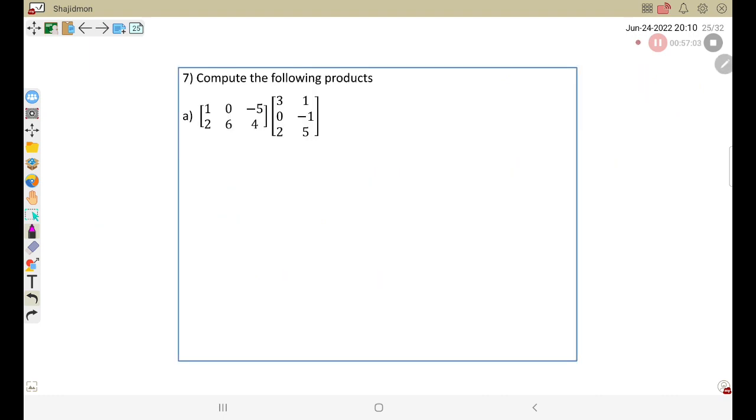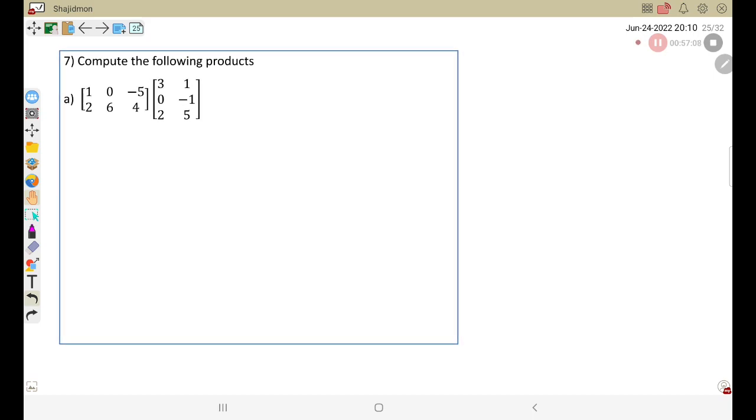Okay, now question number 7. Compute the following products. What is the meaning of product? Multiply. So compute the multiplication of these two matrices. Matrix 1, 0, minus 5, 3, 1, 0, minus 1, 2, 5. So we need to multiply these two matrices. That is the question here.